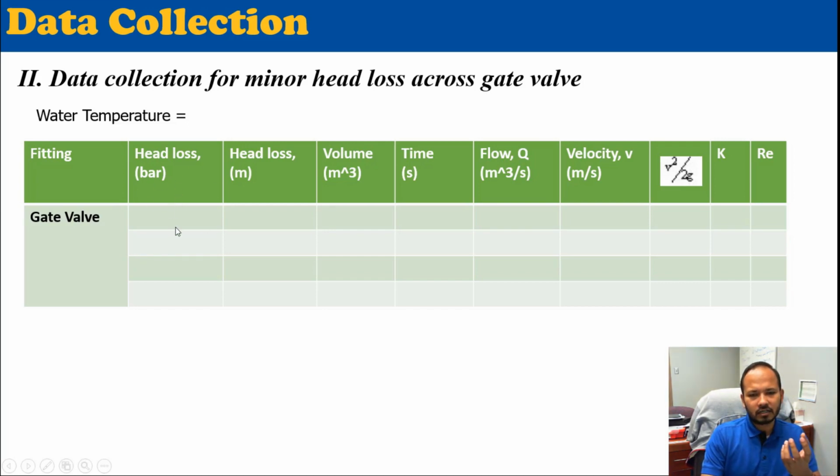So we can target a head loss at, for example, 0.2 bar, 0.3 bar, 0.5, 1 bar. You can convert the equivalent bar to meter head loss using a calculator. And again, similarly, you can collect water, use time, and find the flow rate and velocity, and get the kinematic head, K, and Reynolds number.